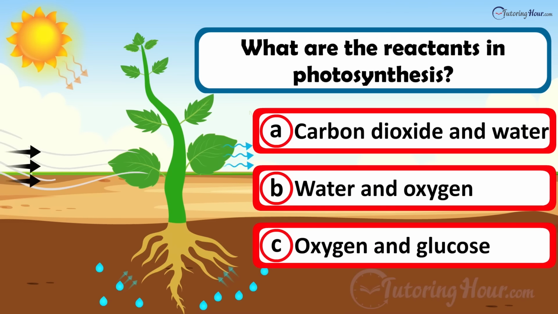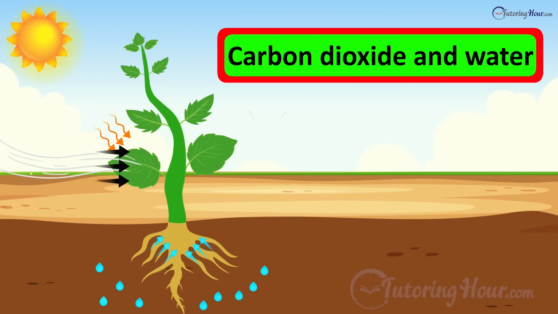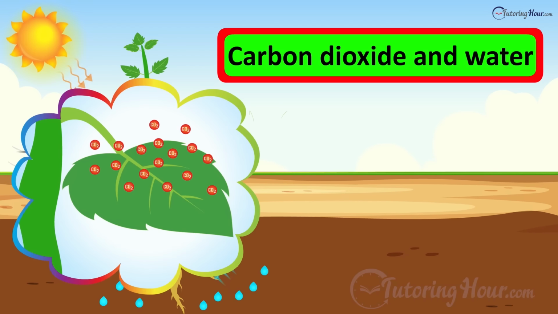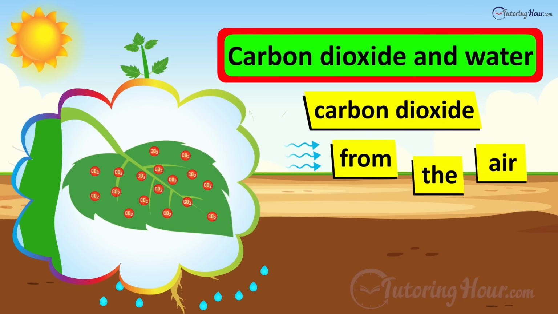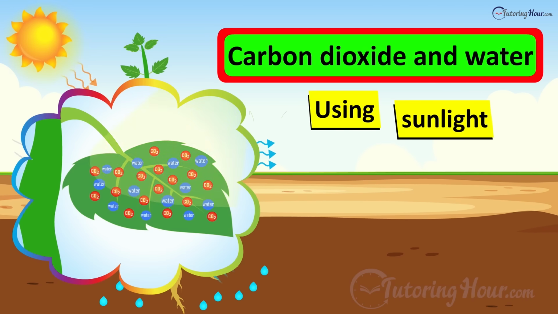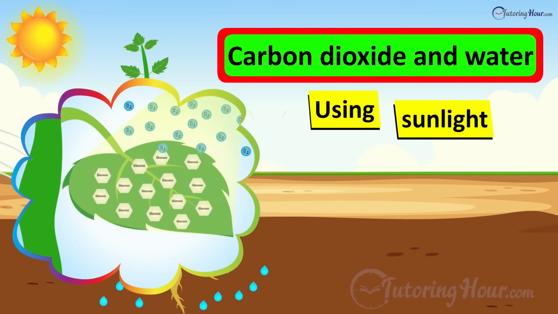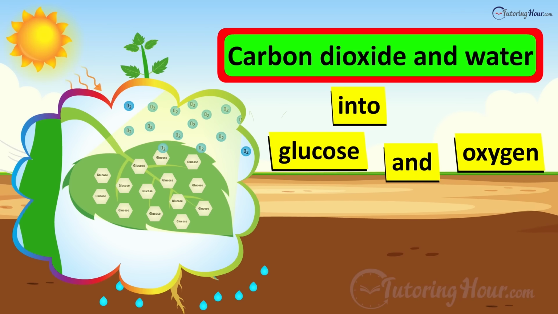The correct answer is carbon dioxide and water. During photosynthesis, plants absorb carbon dioxide from the air and water from the soil. Using sunlight, they convert these reactants into glucose and oxygen.